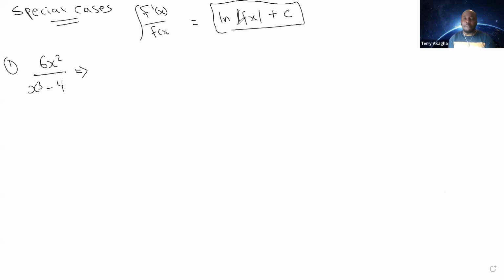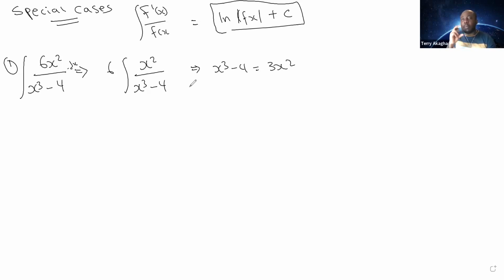Now, we have other special cases I want to bring to your attention. For instance, if we're meant to integrate this dx, normally you would bring out the 6 and it becomes x squared over x cubed minus 4. But if you look at this closely, when you differentiate x cubed minus 4, it gives you 3x squared, and that is not the same thing as x squared. So we can't apply the same principle here to ln. We cannot just say that this is the same thing as ln of x cubed minus 4.